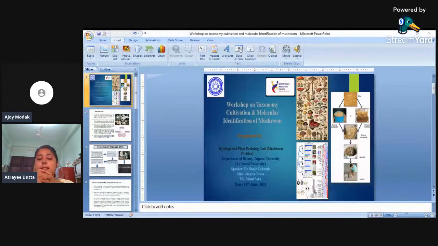Then the samples are centrifuged for about 10 minutes at 10,000 RPM. After centrifugation, the supernatant is taken and an equal volume of chloroform and isoamyl alcohol is added in a 24:1 ratio, followed by vortexing and centrifugation. After repeating this procedure twice, we are able to get good quality DNA.